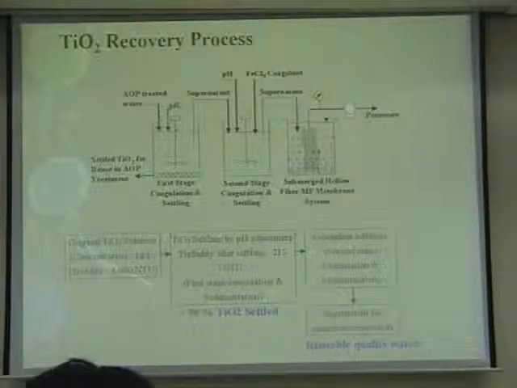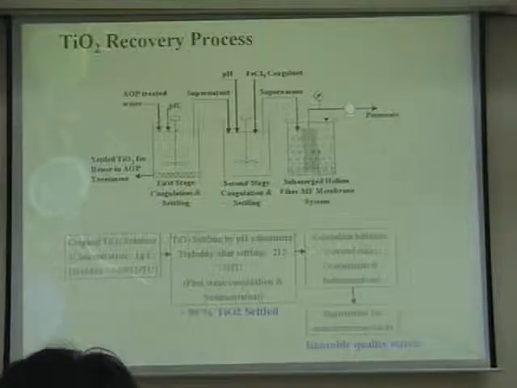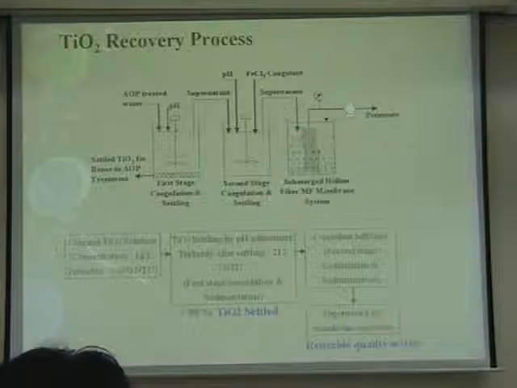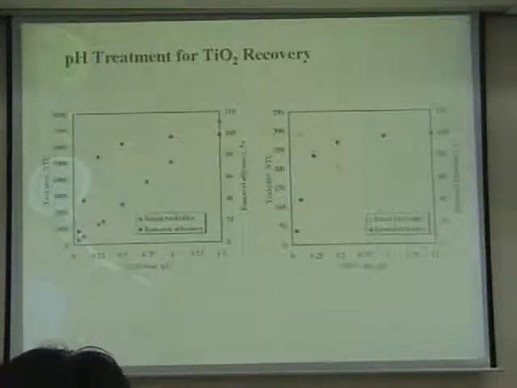I will discuss why this stage is superior compared to the conventional system. As you can see here, by adopting this two-stage coagulation followed by membrane system, the final treated water can be of reusable quality water. Before the first stage of TiO2 recovery, we adopted, as I said, the pH treatment.